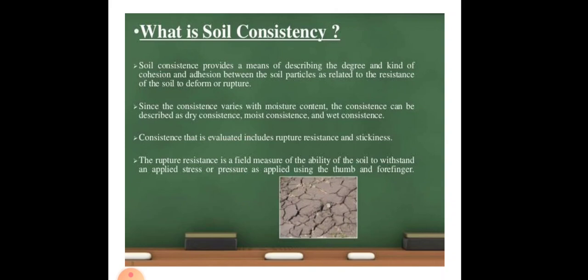So this force of attraction in the solid particles, which resists the soil from deforming or rupturing, is called soil consistency. Since the consistency varies with moisture content, it can be described as dry consistency, moist consistency and wet consistency. The consistency that is evaluated includes rupture resistance and stickiness. So basically, soil consistency means whether the soil is ruptured or whether the soil is sticky. This relative degree is called soil consistency.